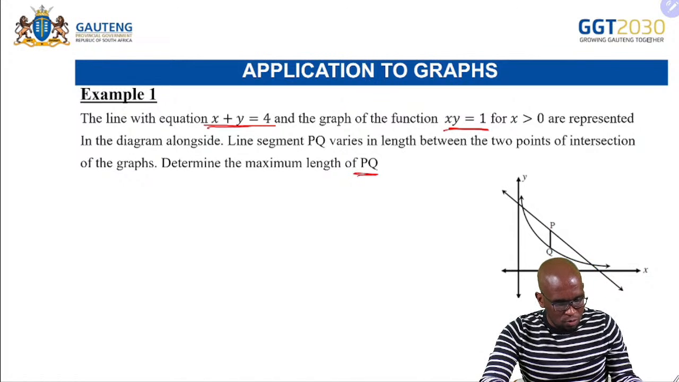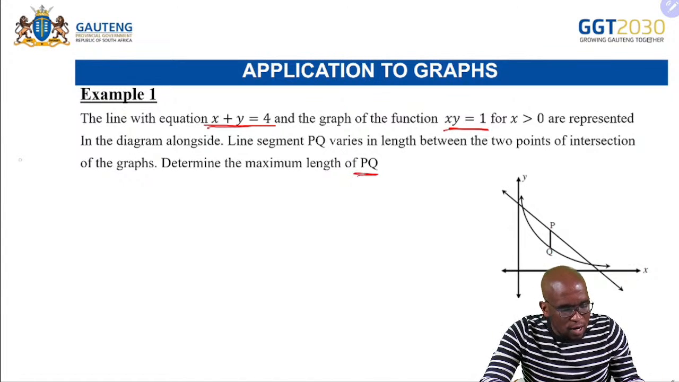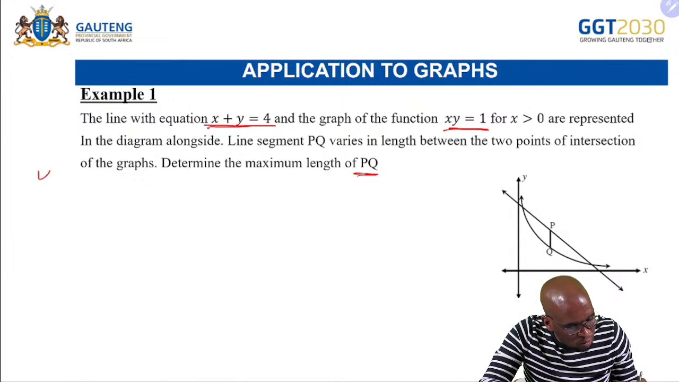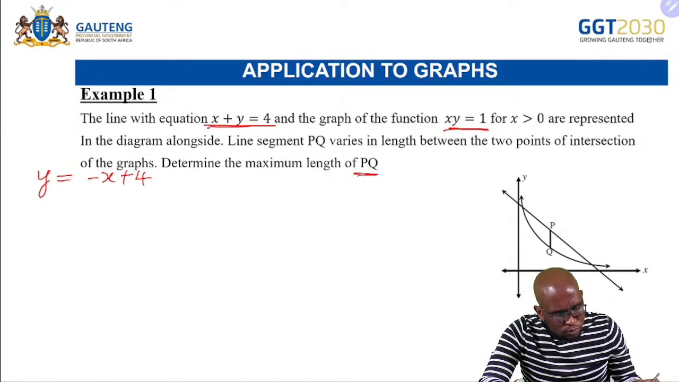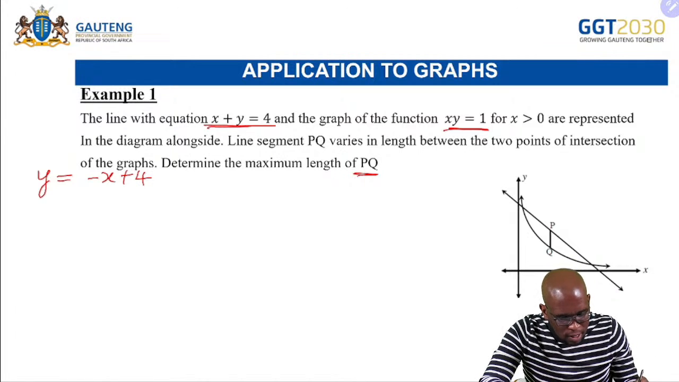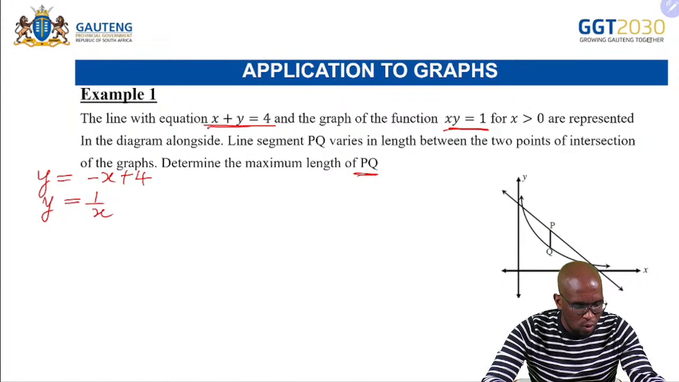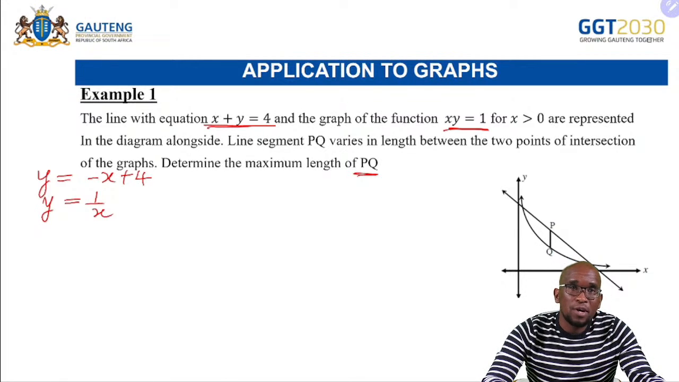So the first thing that we're going to do is write the equations in standard form. The first one is x plus y equals 4. If we write this in terms of y, then y would be equal to minus x plus 4. Now this is in standard form: y equals minus x plus 4. And then we have xy equals 1. If we divide throughout by x, we get that y equals 1 over x. So we've written both equations in standard form.